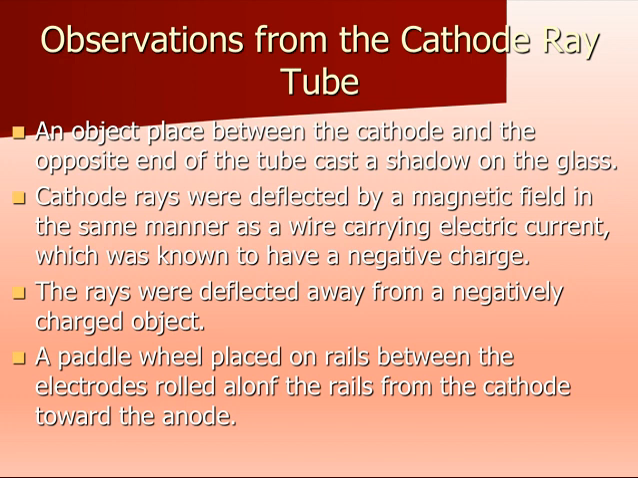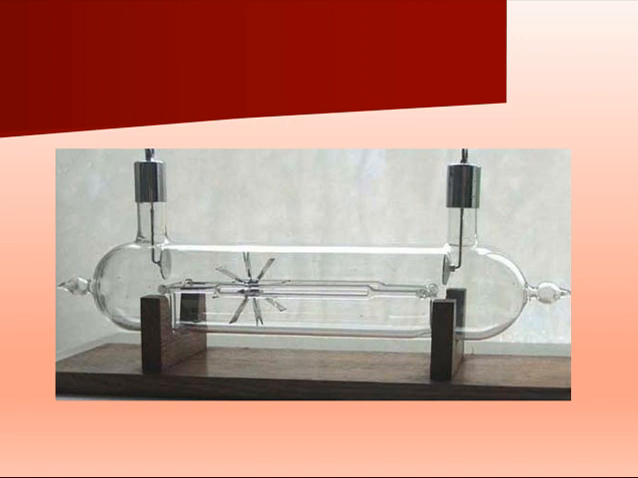And there's one more observation that was made. A paddle wheel that was placed on rails in between the electrodes rolled along the rails from the cathode to the anode. And so here's a picture of that system. Again, we have this glass tube. We have locations for the vacuum pump to remove the air. Here are the wires for the electric current. Cathode, anode. The electric current would flow into the tube, and it would go from this area to this area. There would be a flow here. And this paddle wheel is set on these rails, and you can see if you look closely that the rails are actually elevated over here at the anode end.